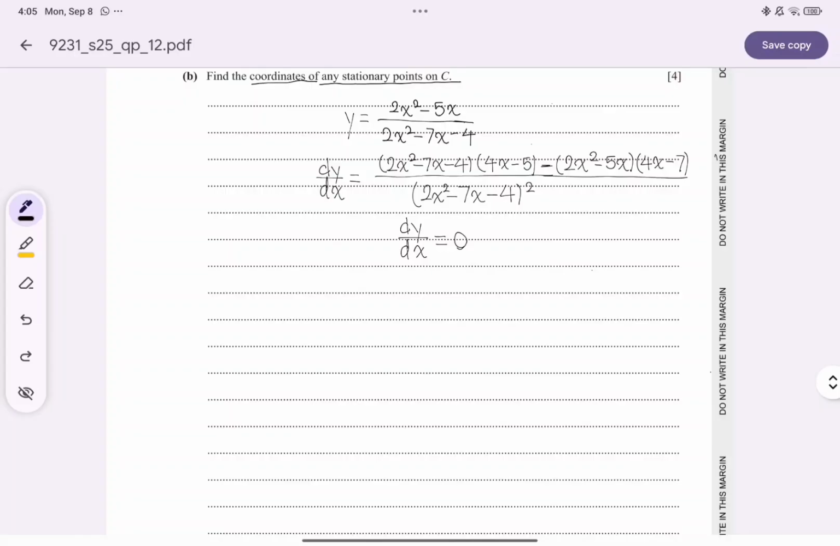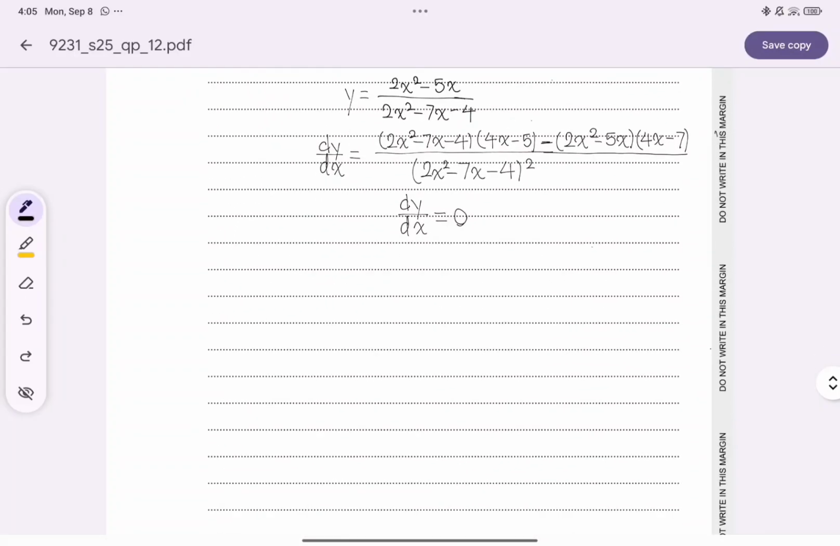So that we can just equate the numerator to 0. So let's simplify the numerator. First we have to expand. Expanding, we'll get 2x squared times 4x, which is 8x cubed. And then to find x squared, it's just 2x squared times minus 5, which is minus 10x squared. And then minus 7x times 4x, which is minus 28x squared.